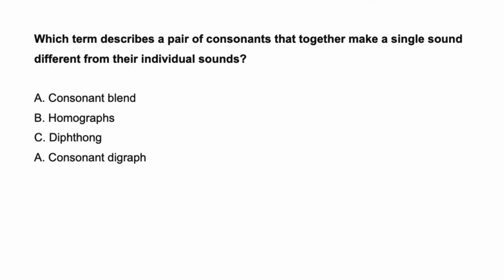Next question. Which term describes a pair of consonants that together make a single sound different from their individual sounds? A, B, C, or D. All right, let's have a look. The correct answer here is D, consonant digraph. Now, a consonant digraph is a pair of consonants that create a single sound distinct from individual sounds, such as the SH in ship or the CH in chart.